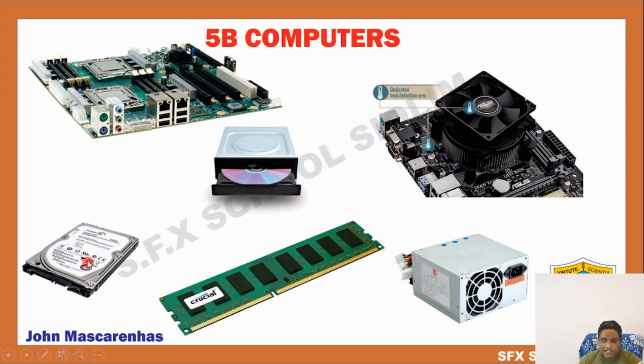This is called a hard disk. Whatever information you store, like when you type a letter or copy your file, everything is saved in this drive. This is called a hard disk. This is a temporary memory. This is RAM, random access memory. And this is a power supply.